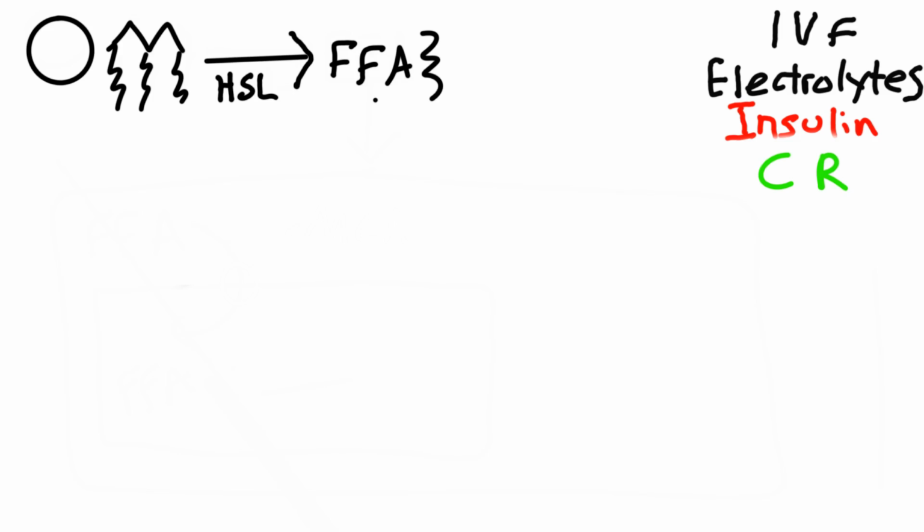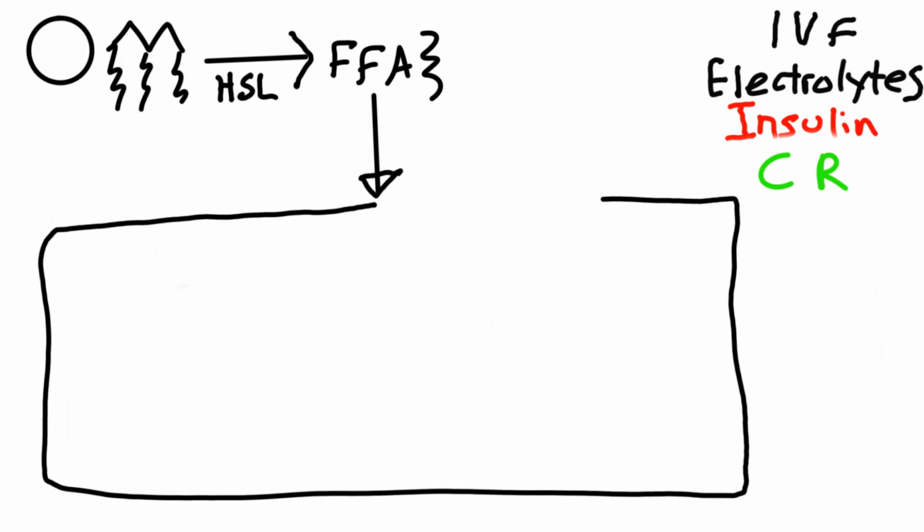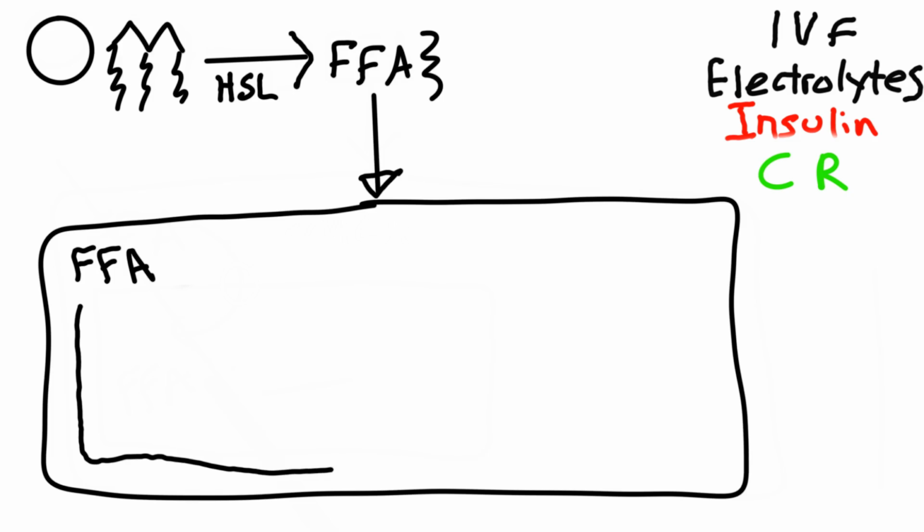The free fatty acids travel from the adipose tissue to cells in the periphery using albumin as a carrier. Let's take a look in a cell. So the free fatty acids travel into the cytosol, and they need to go into the mitochondria because this is where beta oxidation takes place.